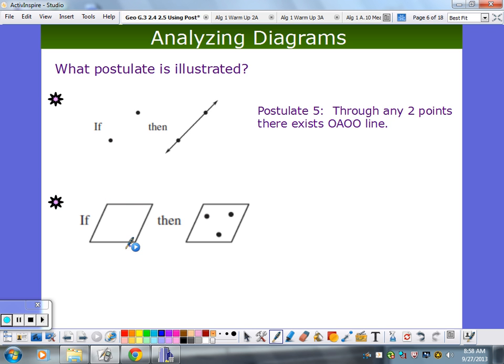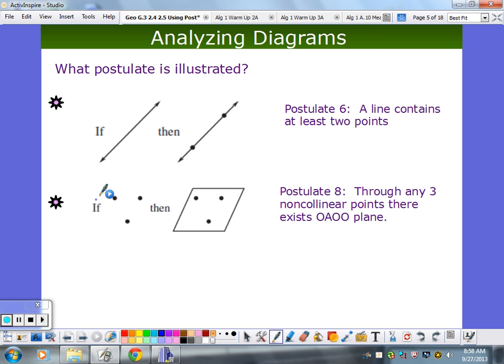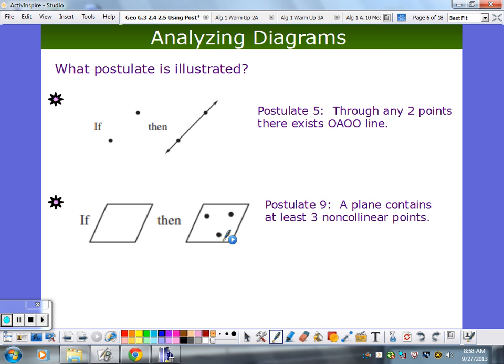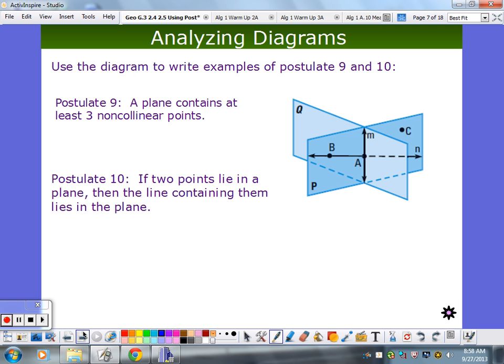A plane. So you're starting with the plane, and you're getting the 3 non-collinear points. So just compare that with postulate 8. Starting with the 3 points, I get the plane. Starting with the plane, I can conclude the 3 points. So kind of just working backwards a little bit. Any questions on that? You're learning how to read pictures.